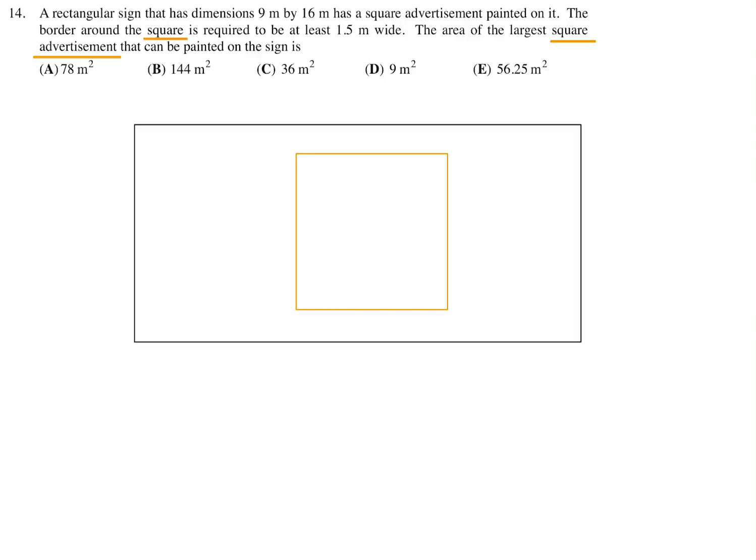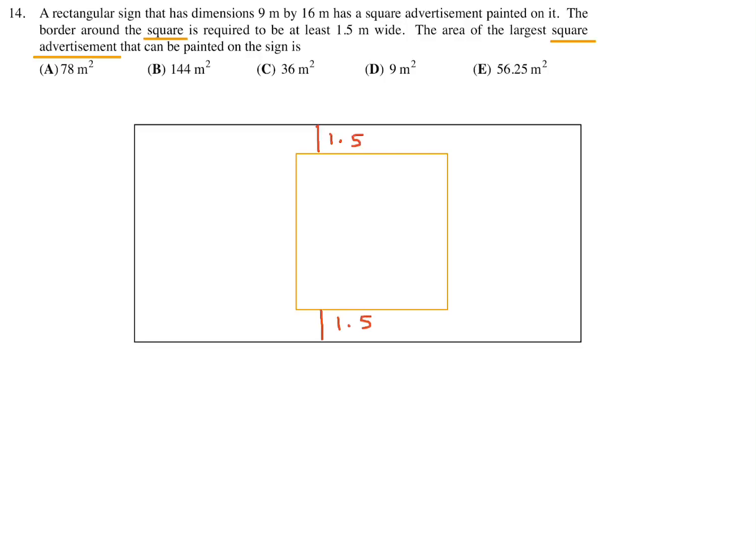or like that. Okay, and then they tell you that the border around the square is required to be at least 1.5 meters wide. So basically what that means is that from here to here, that has to be 1.5, at least 1.5. It can be larger, but if you made that larger, the square would get smaller. So 1.5 would make the square the largest possible, so we'll stick with that. All right, no problem. So that means this is also 1.5 down here.